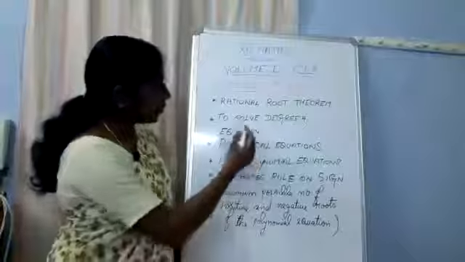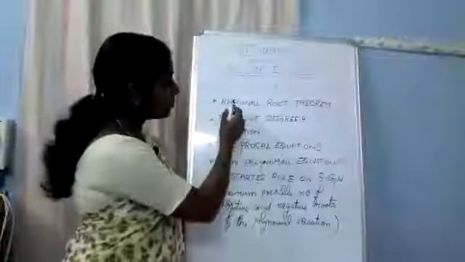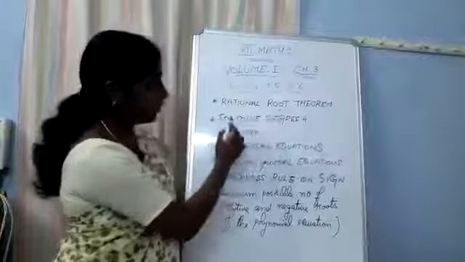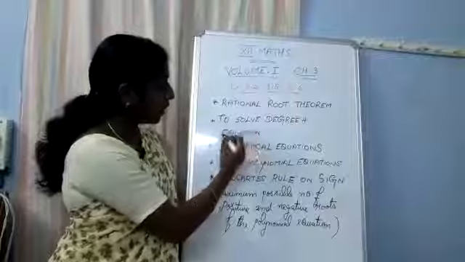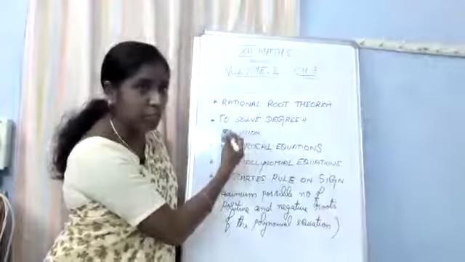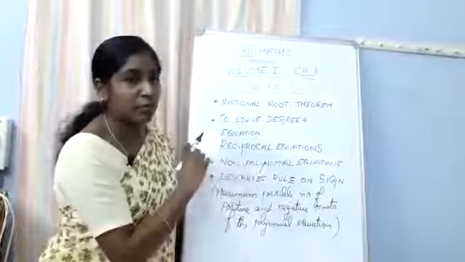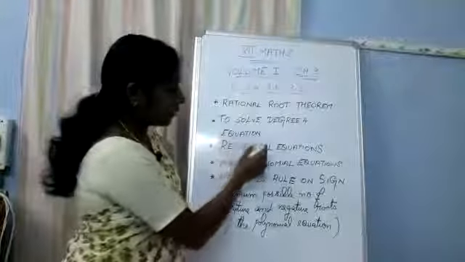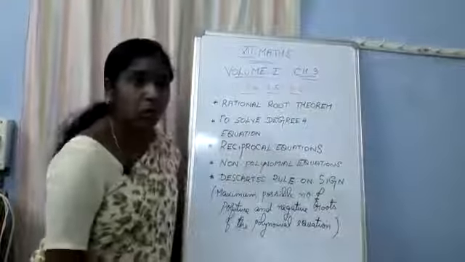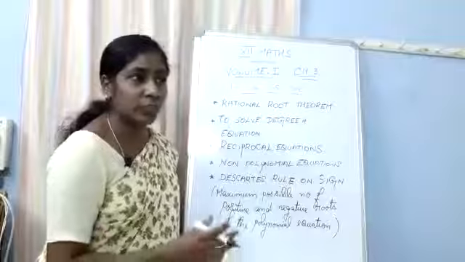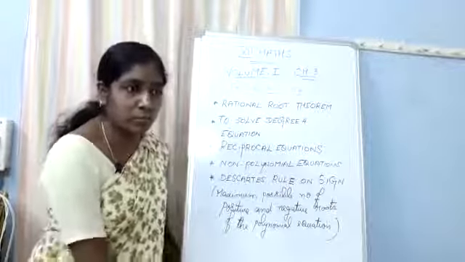In this video, the first thing we are going to see is the rational root theorem to solve a degree 4 equation. How to solve a degree 4 equation using factorization, factors. We'll be splitting the form of factors, reciprocal equations, and non-polynomial equations. The meaning of non-polynomial is that it will be a combination of root and trigonometric values, and you will be seeing those sums in the video, students.